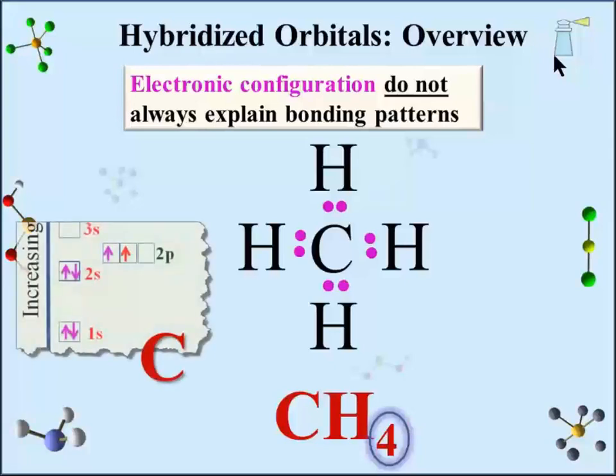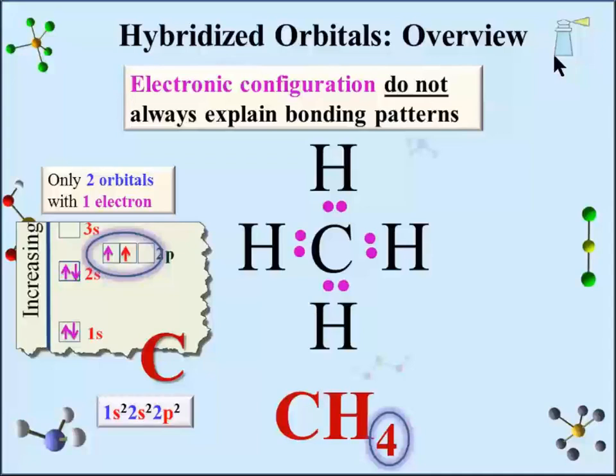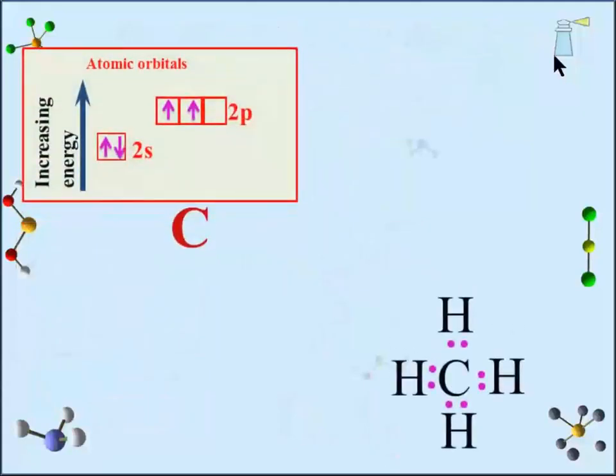However, if we take a look at the electronic configuration of carbon, 1s2, 2s2, 2p2, we see that there are only 2 of carbon's 2p orbitals with single unpaired electrons. Going strictly by its electronic configuration, carbon should only be able to make 2 bonds. It seems that the carbon's atomic electronic configuration and its bonding pattern in the dot structure are at odds. This is where hybridization comes in.